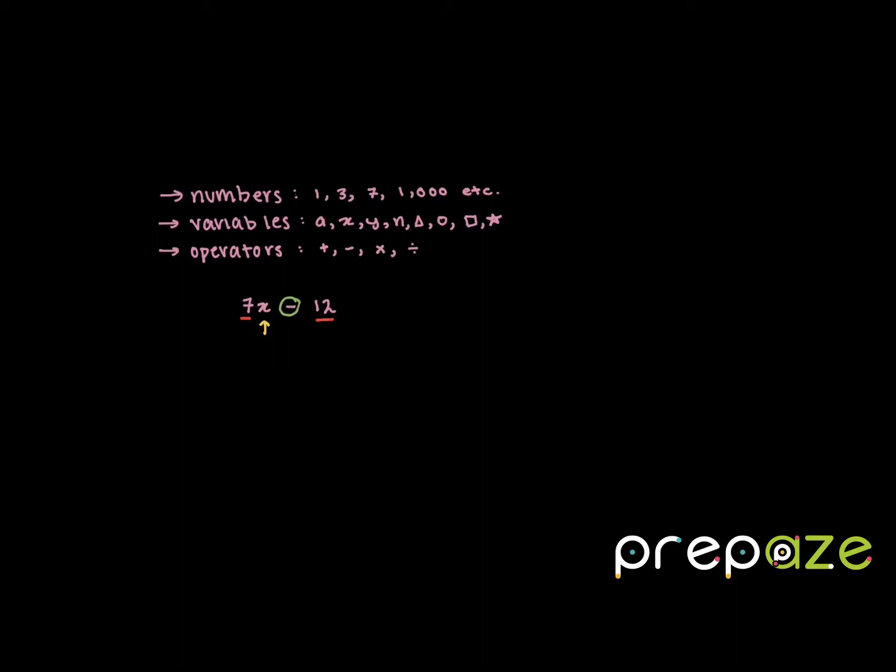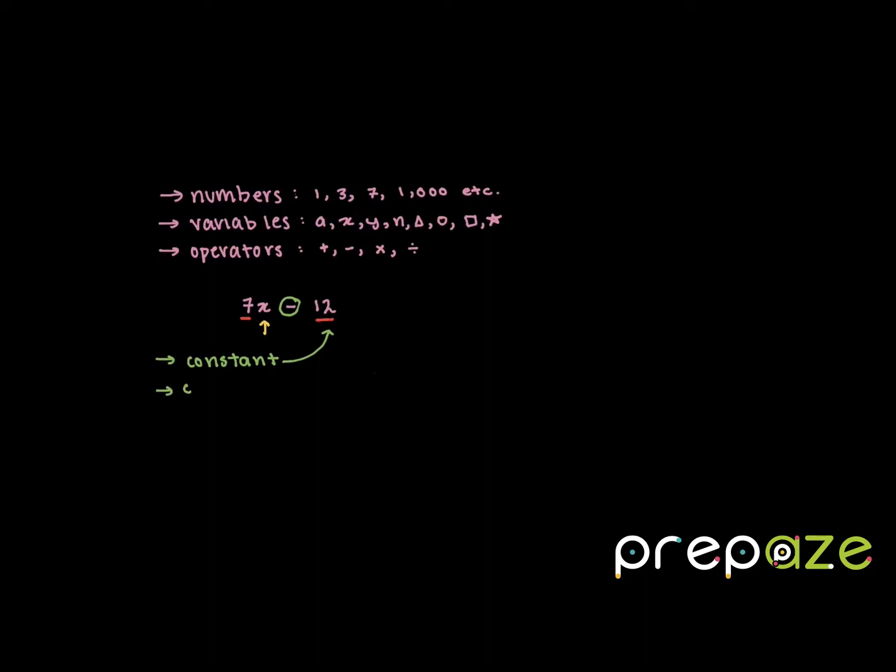Now, within numbers, there are two categories in which they fall when we're looking at algebraic expressions. The first is called a constant. A constant is a number in an algebraic expression that isn't being multiplied with anything else. It's just there by itself. So if we look at our expression here, the constant would be 12, because 12 is by itself and is not being multiplied with anything.